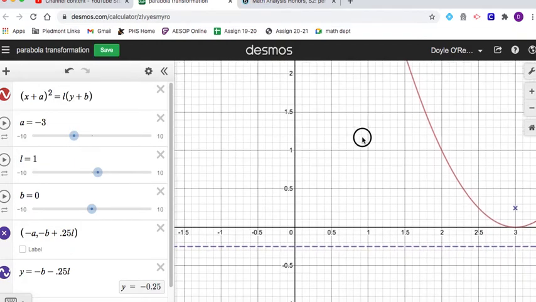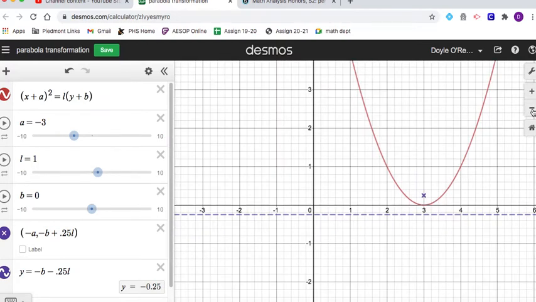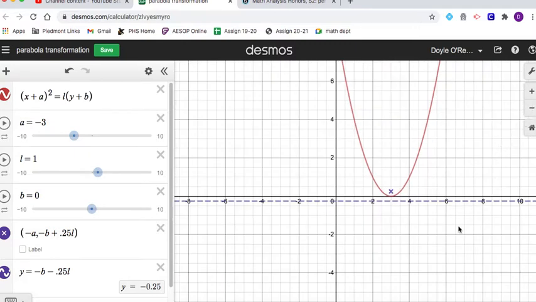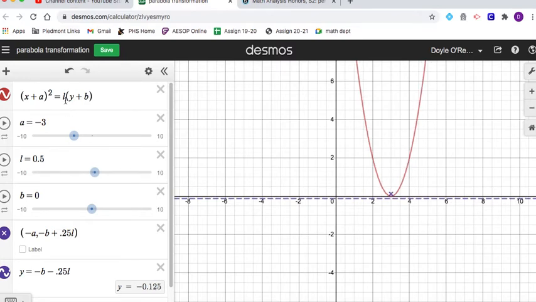Okay. I'm probably going to have to move this here and maybe zoom out a little bit. Okay, so that'll be the first option. So x minus 3 is there. The latus rectum now, in this equation, is in front of the y. And looking at my original equation, that was a 1/2 in front of y. So I'm going to slide L to 1/2 if it'll let me here. 0.5 right there. So that's a latus rectum of a half unit.